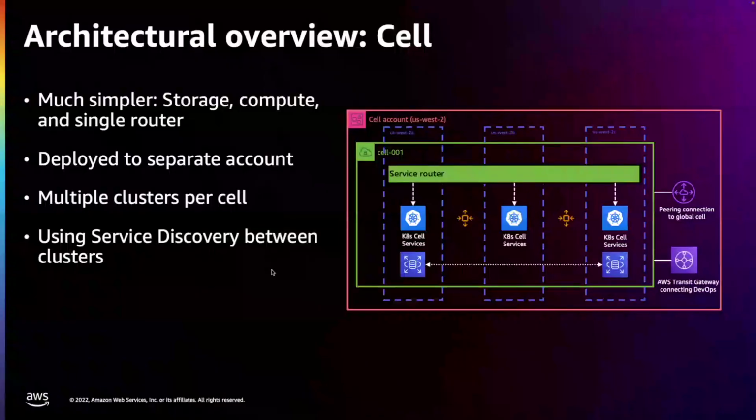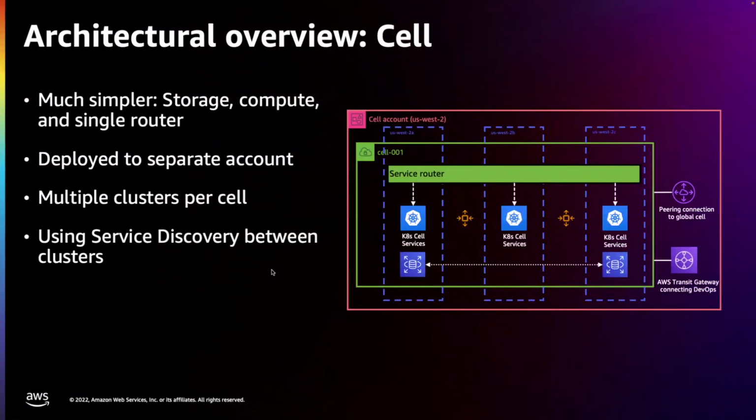Here's a look at one of our cells that's part of Supercell. It's pretty straightforward. It's basically some storage, some compute. This time we have a single router, our service router, which includes Consul for service registration and discovery, as well as a handful of Kubernetes clusters, and some domain-specific databases that are still shared across our cells today. And then, of course, we use transit gateway and peering for different use cases, which we'll get into a little later.